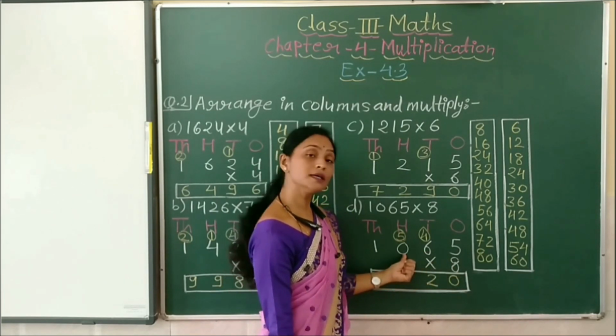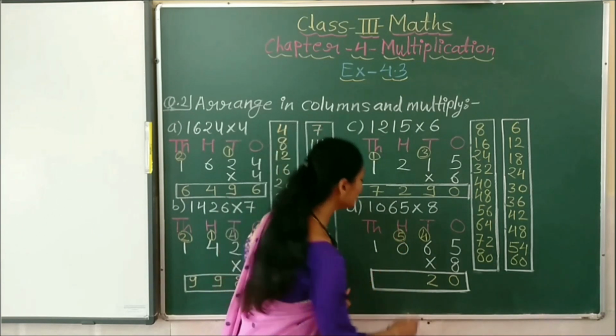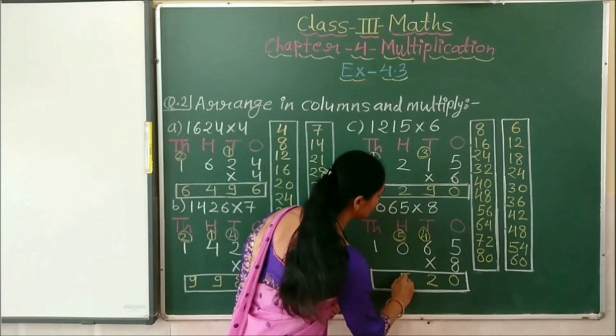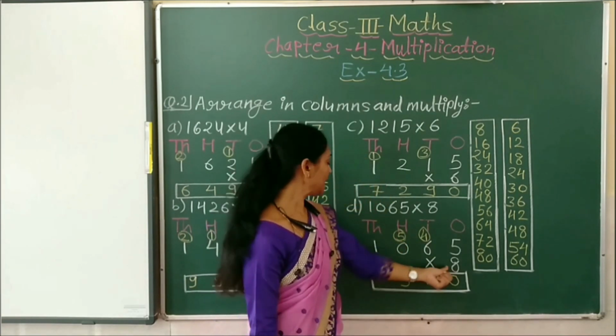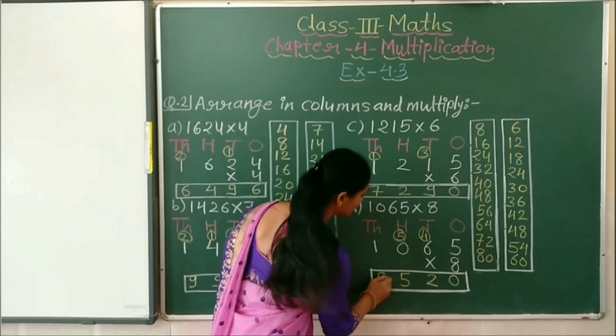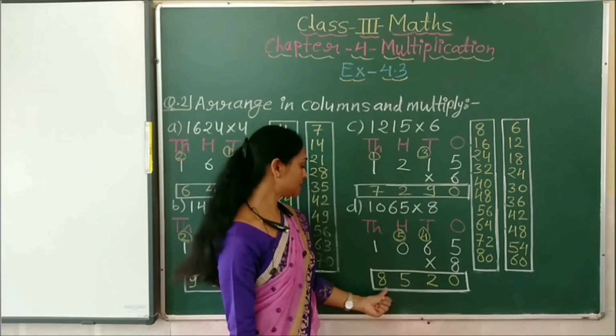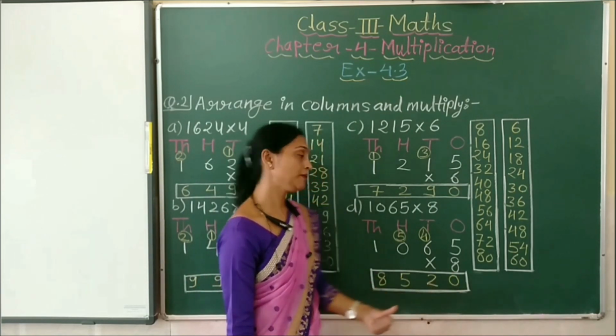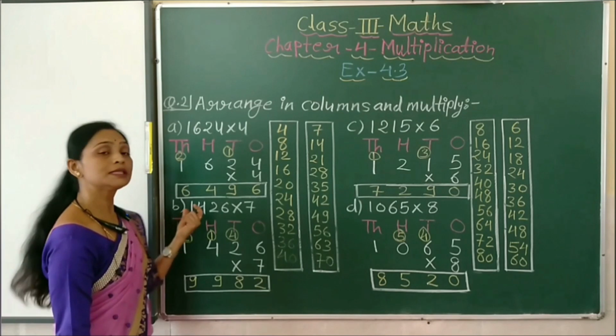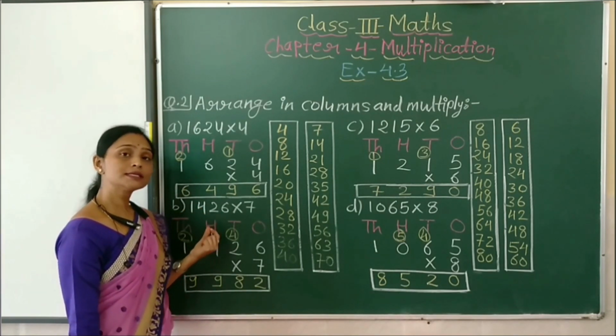Now 8 we have to multiply with this 0. So 8 zeros are 0. Then 0 plus 5, 5 only. So we got here 5. Then 8 ones are 8. So here we will write this 8. So see which number we got? 8520. So this way we have solved 3 exercises very easily.